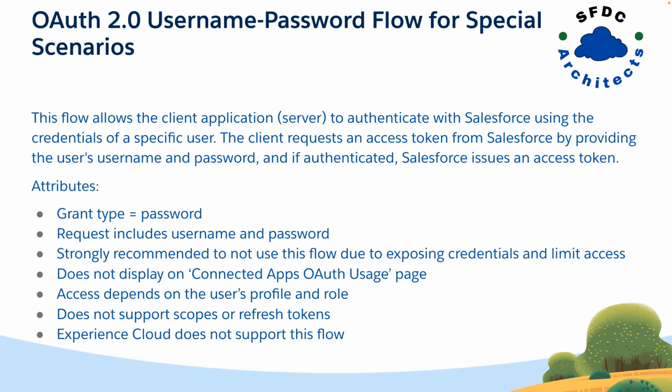This one will not show up in the connected apps OAuth usage, which also means that you cannot revoke this access. So once it's been used and they have been granted the access token, you cannot revoke it. You have to wait for that session to expire before it will actually be ended. And again, it depends on the user's profile and role. So if they have access to all the data in your org, so does this application, because now you've given them that permission. It does not support setting scopes or refresh tokens. The access you get is from the profile and role. And again, Experience Cloud does not support this flow. It's just not secure enough for them to allow it.